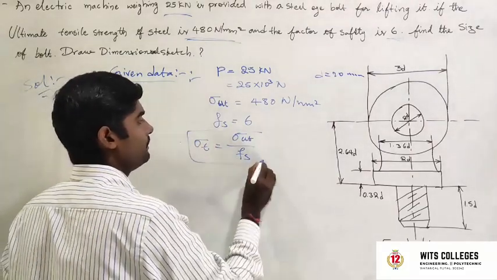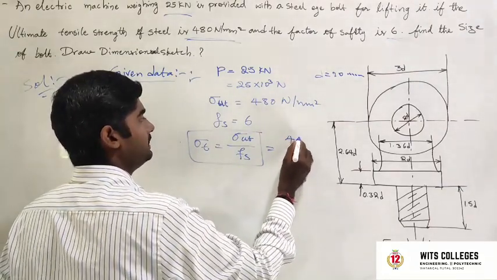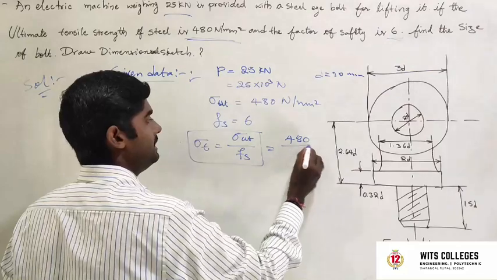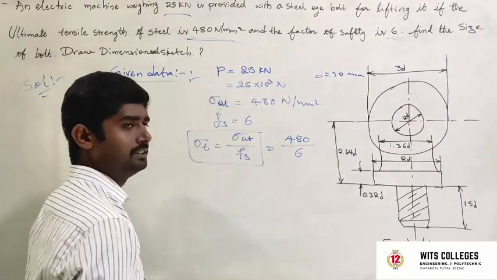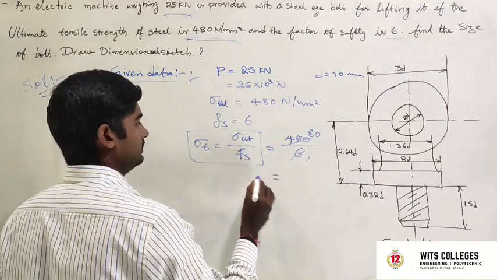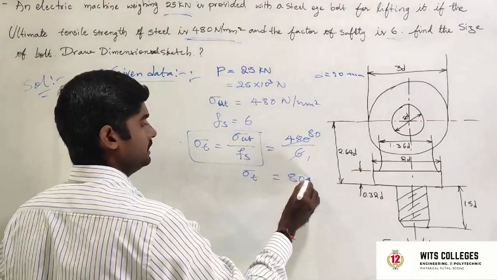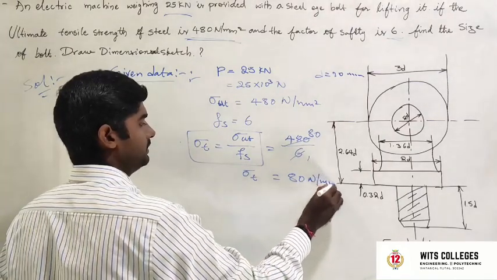Using this formula, substitute ultimate tensile strength value by factor of safety 6. This is 480 by 6. Sigma t is equal to 80 newtons per mm square.